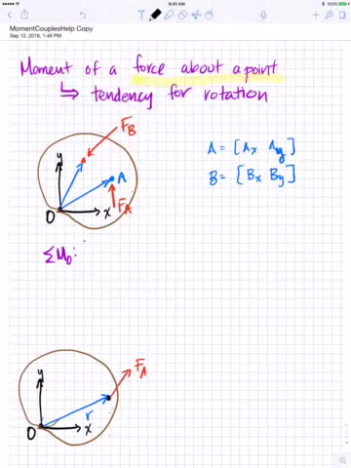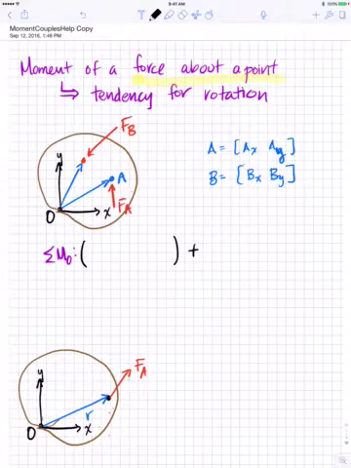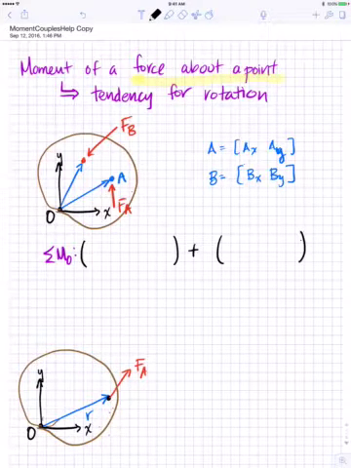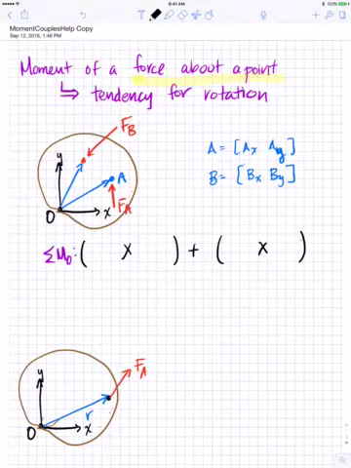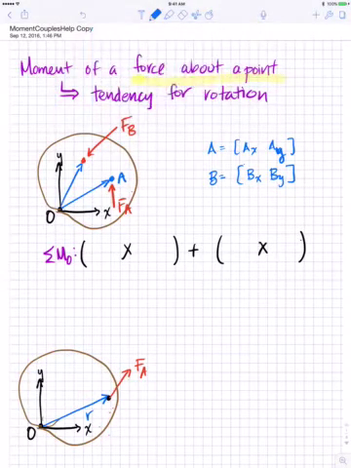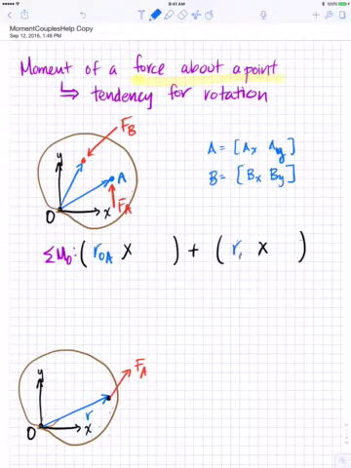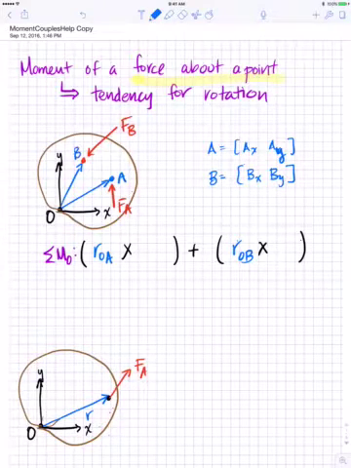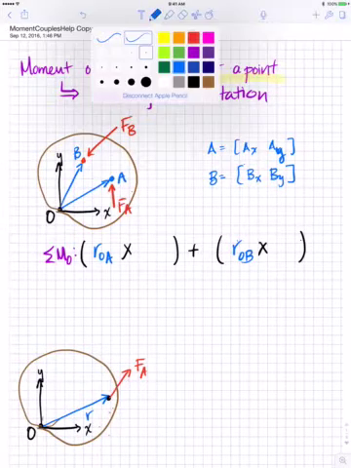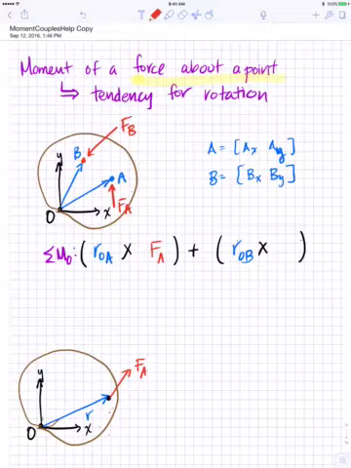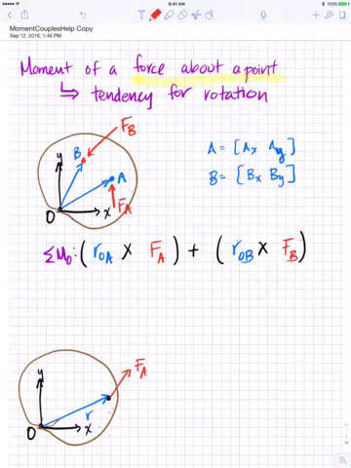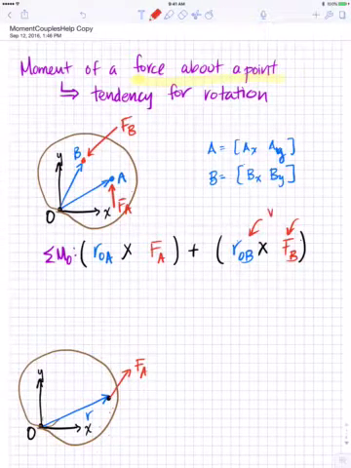So mathematically, we're going to have two contributions to the moment due to the two different forces, and those are going to be the result of the cross product between the moment arm vectors, ROA and ROB, and the forces, FA and FB. Remember, each of these are vectors.